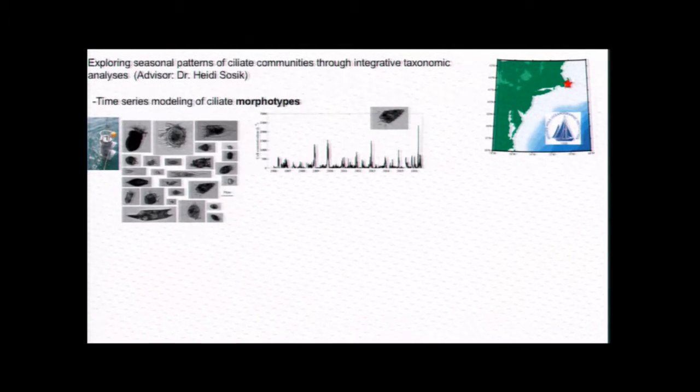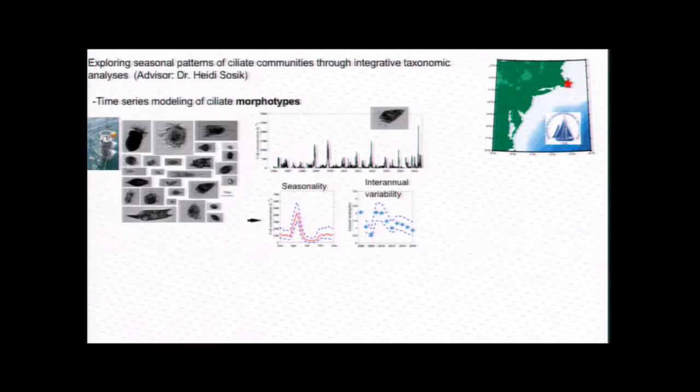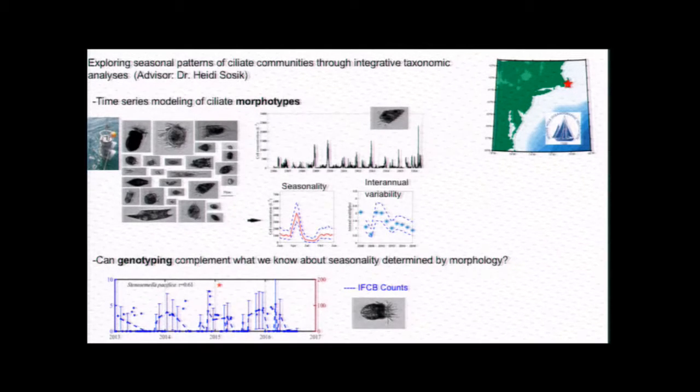And I was interested in taking a complicated time series like this and decomposing it into components that tell us something about seasonality. So an expected seasonal cell concentration, which is separate from interannual variability, which gives us an idea of the magnitude of that seasonality from year to year. Furthermore, with DNA sequencing on the rise and the fact that morphology does have its limits, I was interested in how genotyping can complement what we already know about seasonality that's derived from morphology.